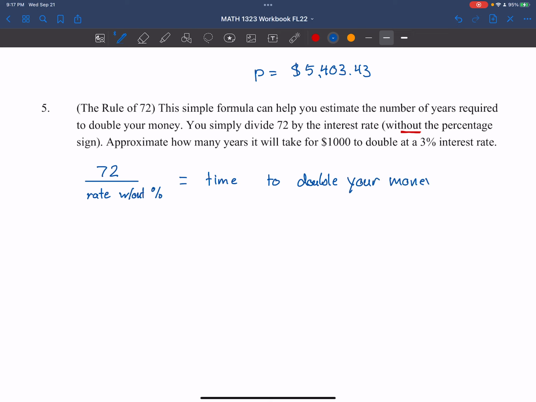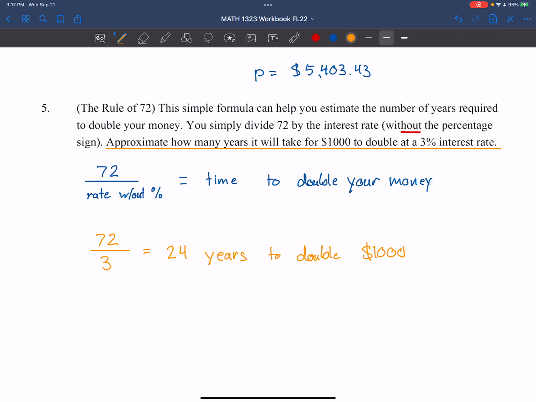So we have a scenario here. Approximate how many years it will take to double $1,000, or how long it will take for $1,000 to turn into $2,000, to double at a 3% interest rate. So we'll do 72 divided by the rate without the percent. So that's just 3, or if you write 3%, you erase the percent. So that is going to be 24 years to double $1,000.